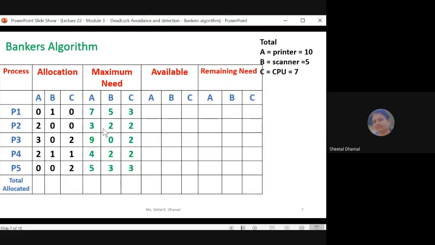And here you have to find out that after allocating the resources to the process, whether your system has entered into the safe state or unsafe state. Okay, now see, in this tabular representation, it is given that currently 5 processes are present in your system, that is P1, P2, P3, P4, and P5.